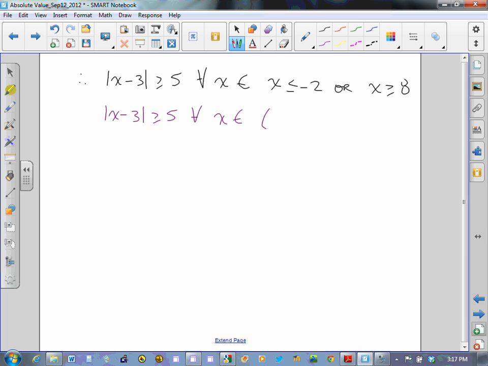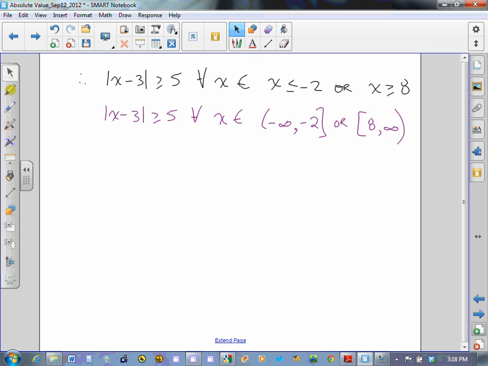So if anything's smaller than or equal to negative 2, we could start with negatively large numbers. We could work our way up to negative 2 and include negative 2 in our solution set. Or we could also begin at positive 8 and then grow positively large towards infinity. So these are two appropriate ways of communicating your solution to that problem.